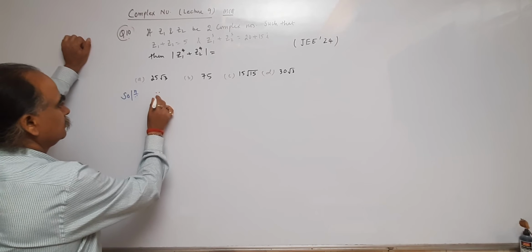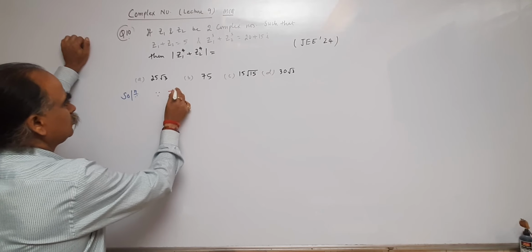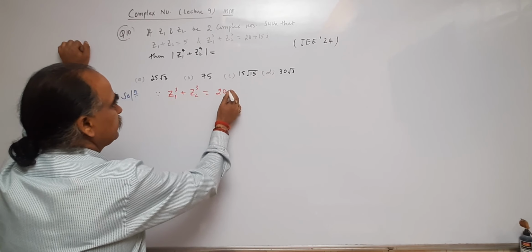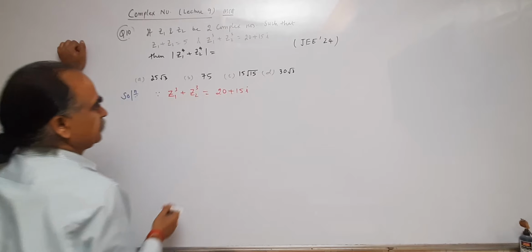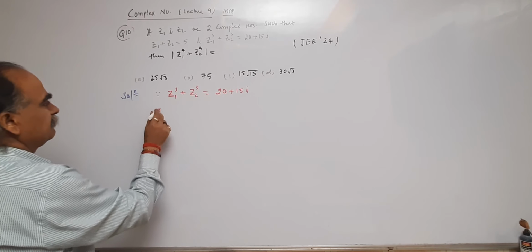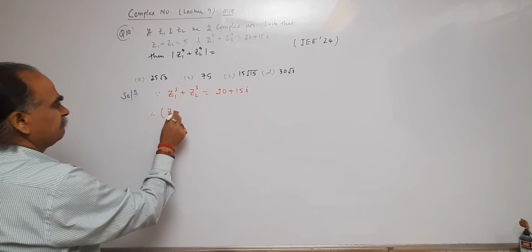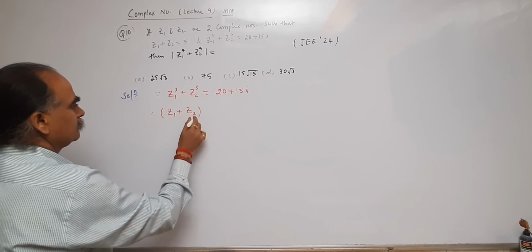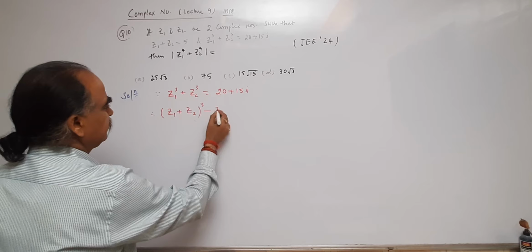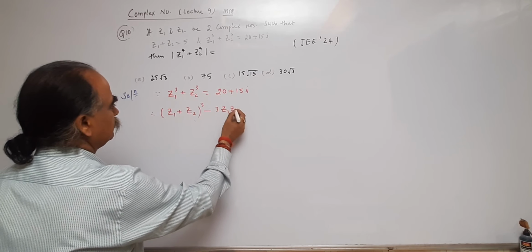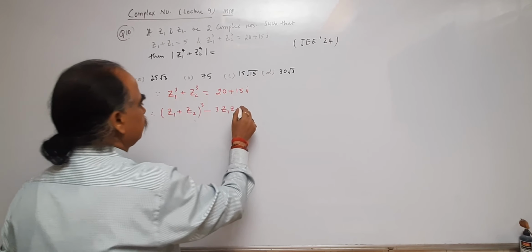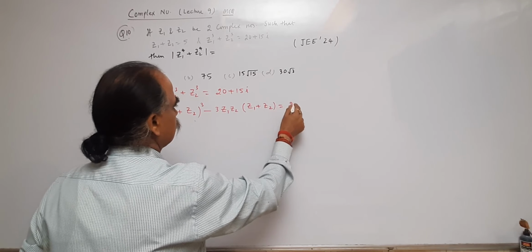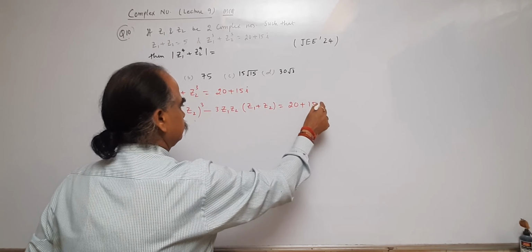Since Z1 cube plus Z2 cube is what? 20 plus 59i. This will be same as Z1 plus Z2 cube minus 3 Z1 Z2 into Z1 plus Z2, equal to 20 plus 59i.